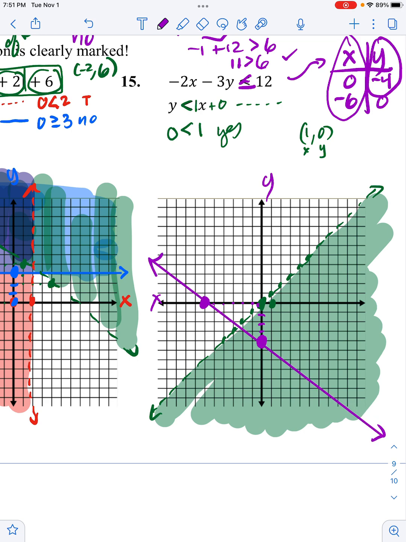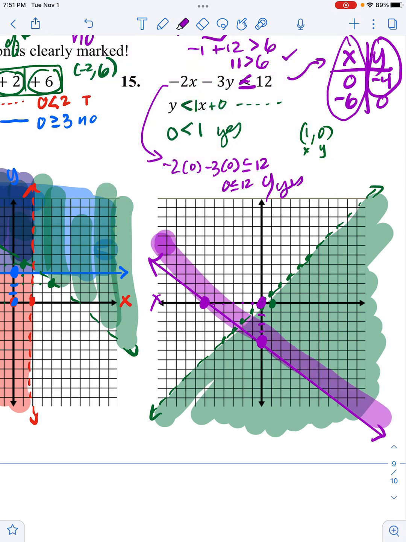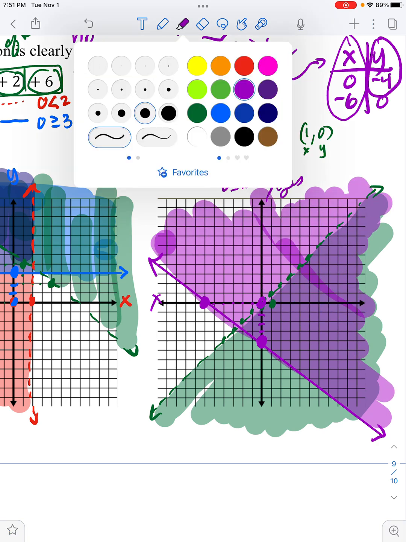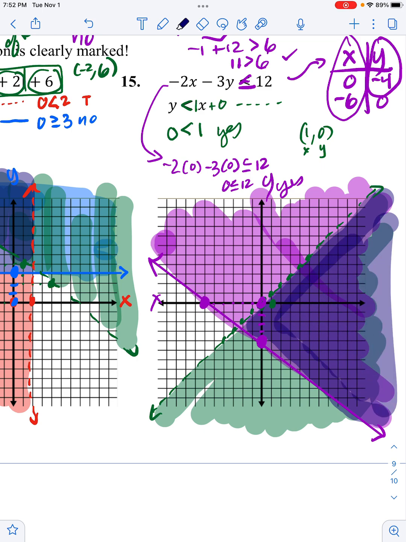And I can go ahead and test 0, 0. So in this top problem, negative 2 times 0 minus 3 times 0 is less than or equal to 12. So 0 is less than or equal to 12. Is that true? Yes. So that's saying, yes, you should go ahead and shade on the side where your test point was. So that's going to be this part. And then your answer, your solution zone, is going to be where they overlap. So over here.